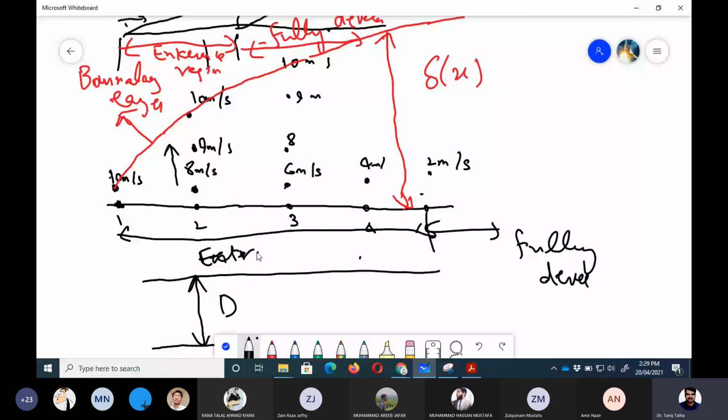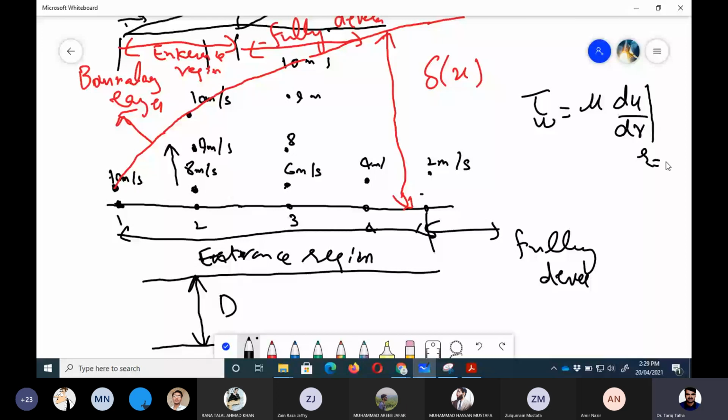Now here, if we calculate the wall shear stress in the entrance region, we know the formula: tau omega is equal to mu into du upon dr. Dr or dy, if we are talking about a simple flat plate. We know that du dr at R is equal to capital R, so it means that this is at the pipe surface.